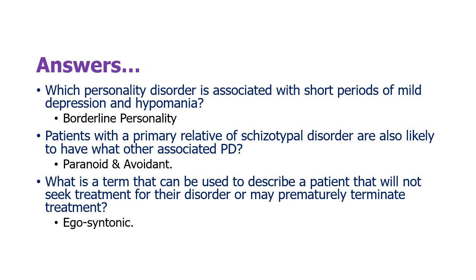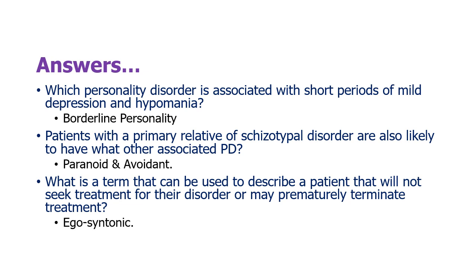Now, the answers to our questions from before. Which personality disorder is associated with short periods of mild depression and hypomania? If you remember before, that was borderline personality disorder. Remember, they're borderline, they're in between two extremes. So in this case, it's mild depression and hypomania, which is cyclothymia. Number 2, patients with a primary relative with schizotypal disorder are likely to have what other associated personality disorder? That's going to be paranoid and avoidant.